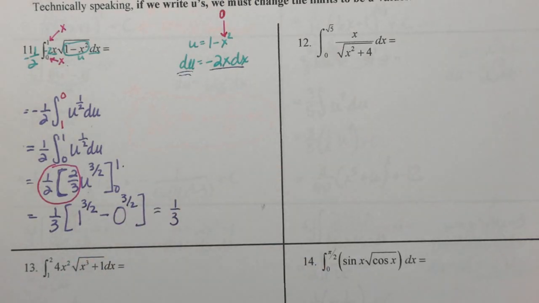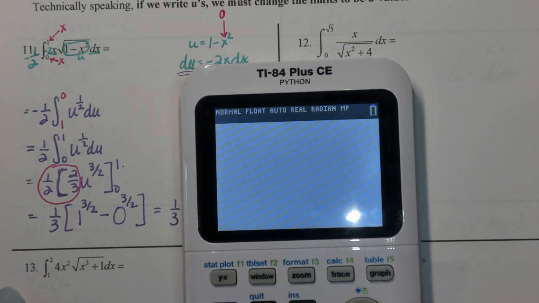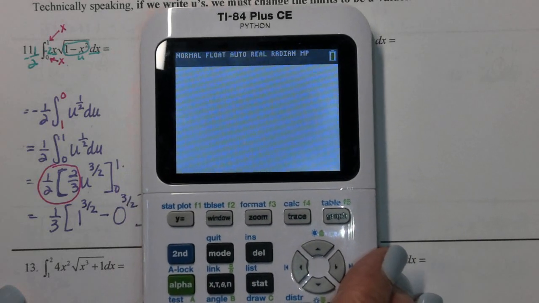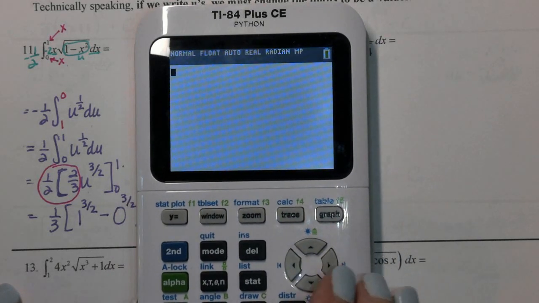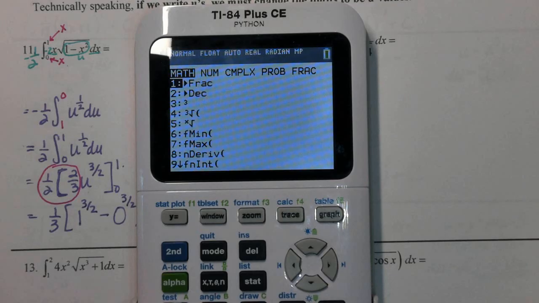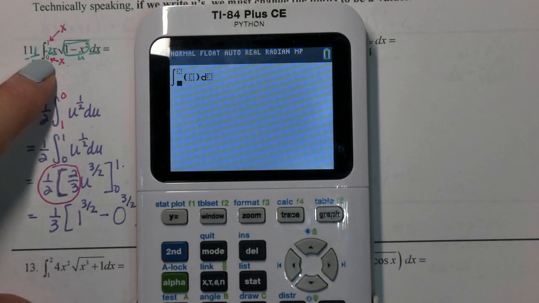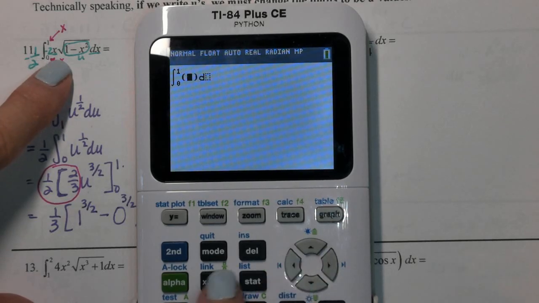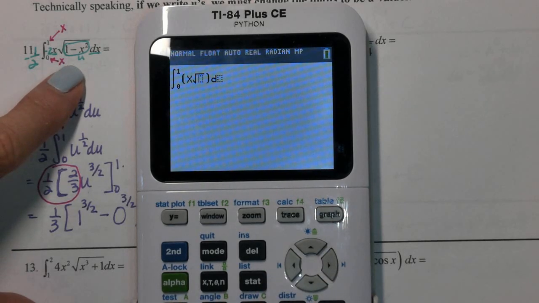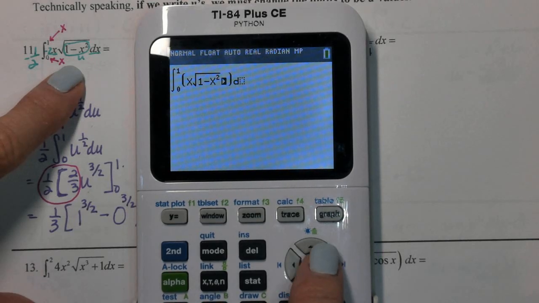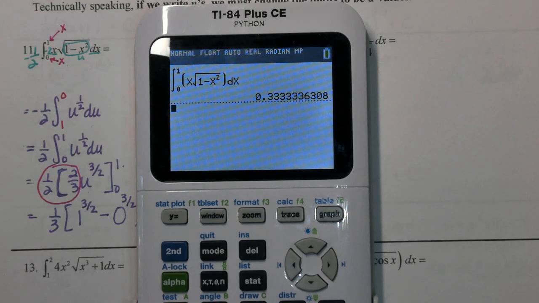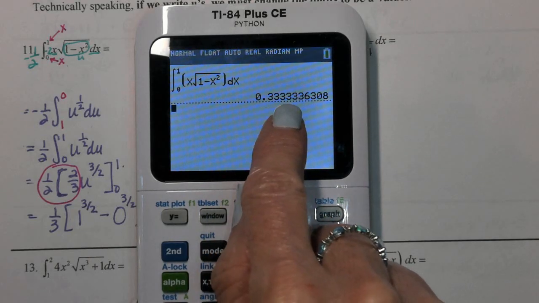I want to show you guys something on the calculator, just to remind ourselves that we can check our answers with our calculator. We can do this with a calculator. Math 9 for integral. We started with 0 to 1 of x square root 1 minus x squared dx. And did we get a third? Yes, we did. We got a third. We have to be able to interpret that as a third.